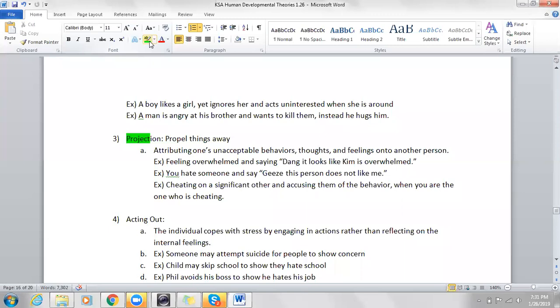Example number 2, you hate someone and say, "Jesus, this person doesn't like me at all. I don't understand why not." Example number 3, cheating on a significant other and accusing them of the behavior when you were the one that were cheating. Putting your behavior or actions onto somebody else.